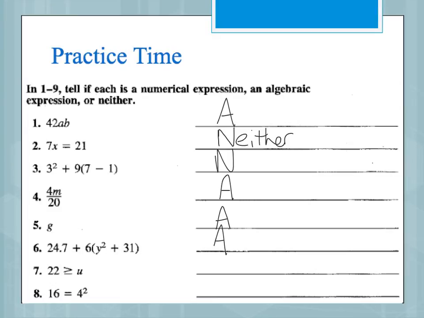Ooh, number 7, we have a greater than or equal to sign here. That makes it neither. It has a math verb. It is a sentence. Same thing with number 8. It has an equal to sign, so it is not an expression.